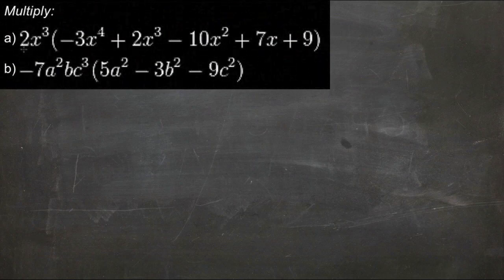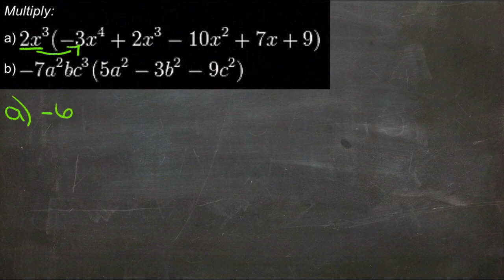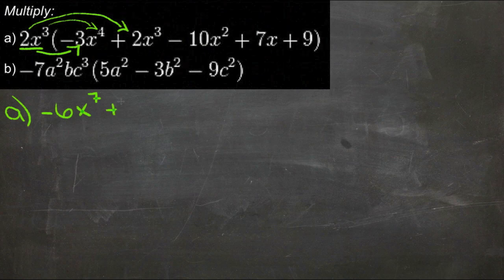So we have 2x cubed, and we're going to multiply it by negative 3x to the 4th. So we have 2 times negative 3, which is negative 6, and x cubed times x to the 4th. We add those powers. 3 plus 4 is 7, so we have negative 6x to the 7th. Then we have 2 times positive 2, that's positive 4. And x to the 3rd times x to the 3rd, add those powers, and we get x to the 6th.